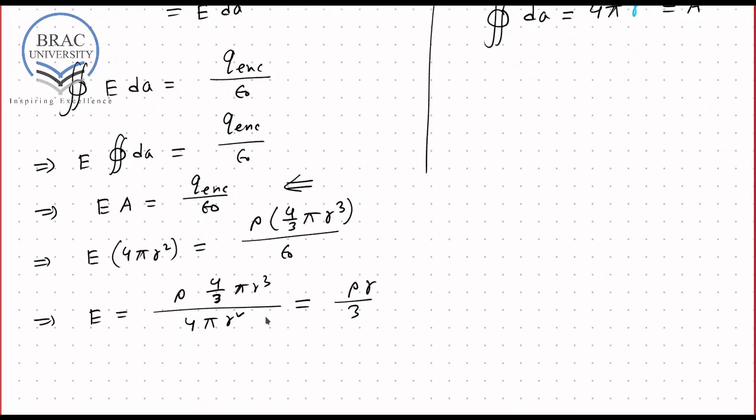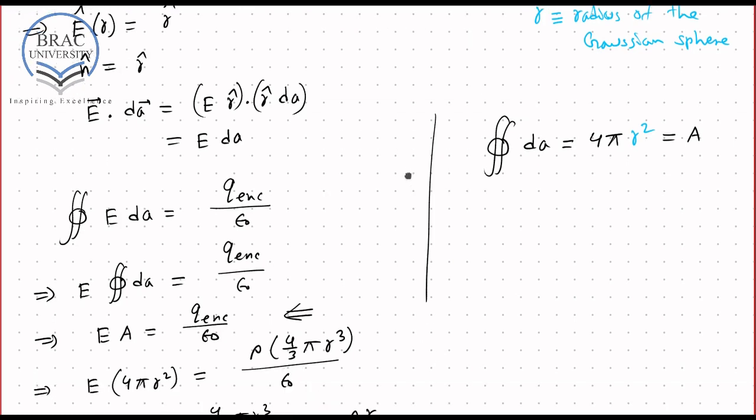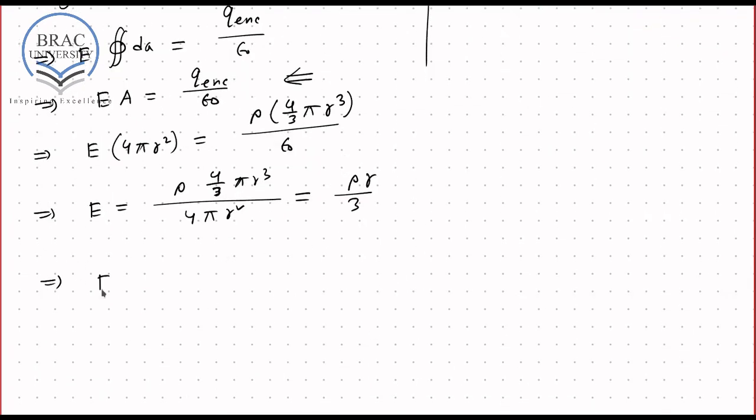Okay, so what is the direction? Well, we know the direction because we have used the direction here, which is r hat, radially outward. So put the r hat here. Therefore the vector E is rho r over 3 r hat, and this is the vector expression of the electric field at a distance small r from the center. But remember, this r is greater than 0 but less than big R. This is a very important condition, and you will see why in a few minutes.